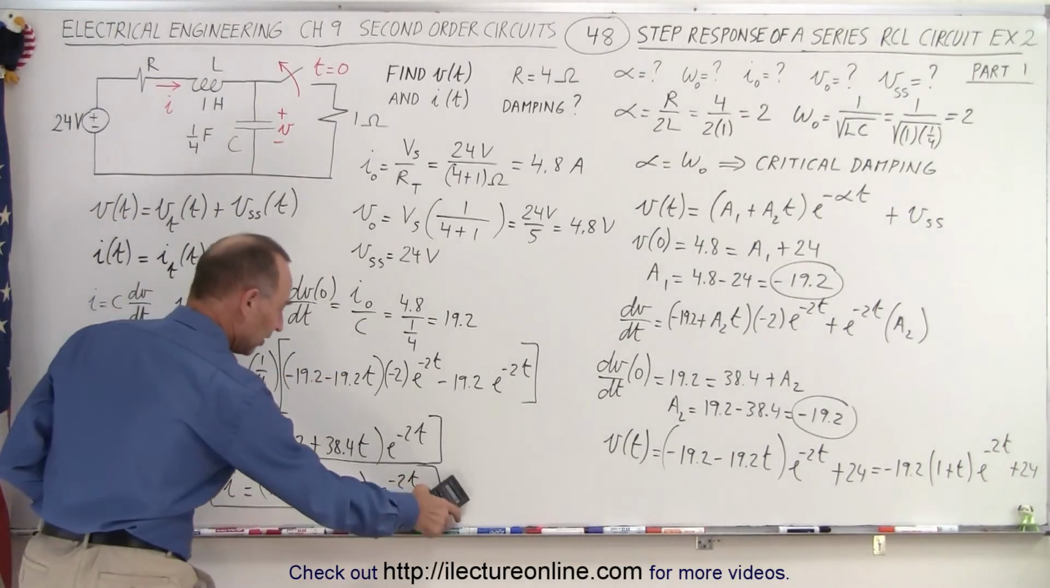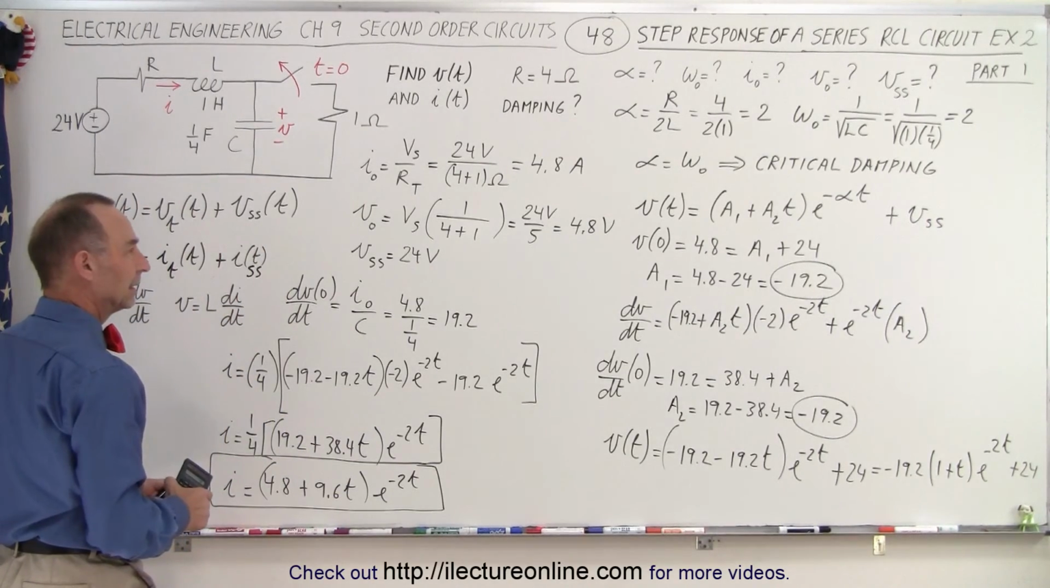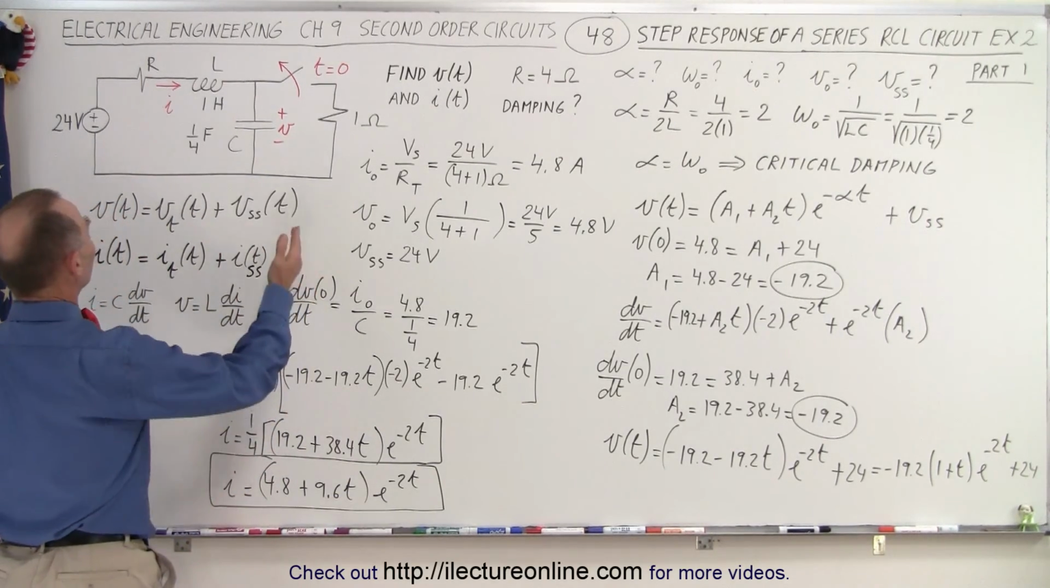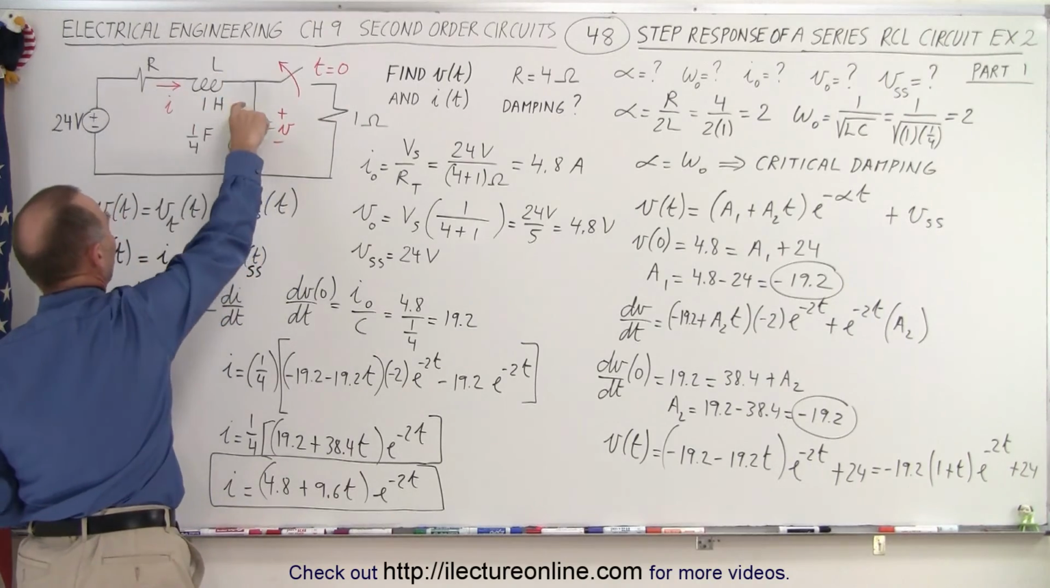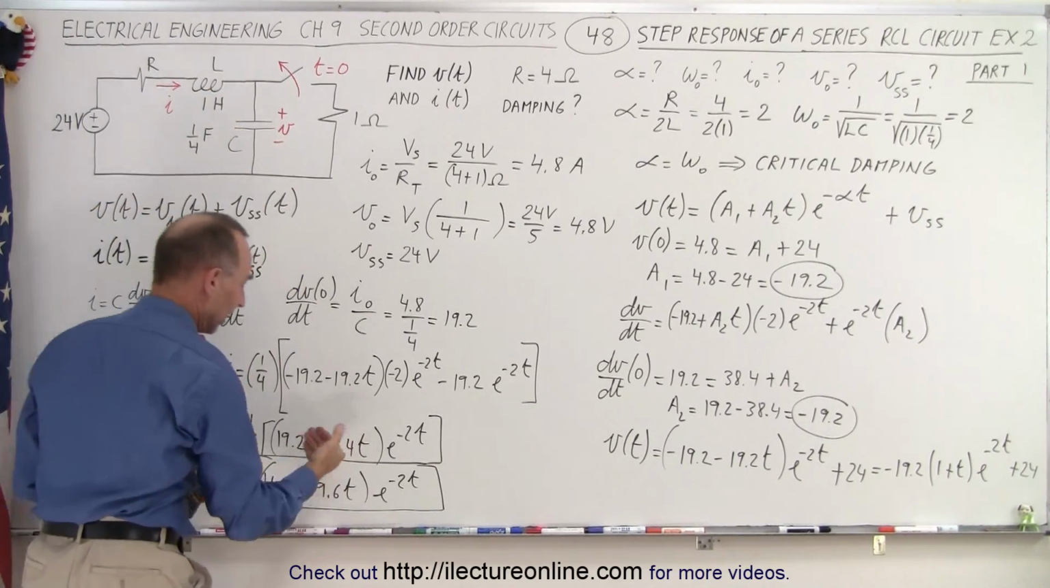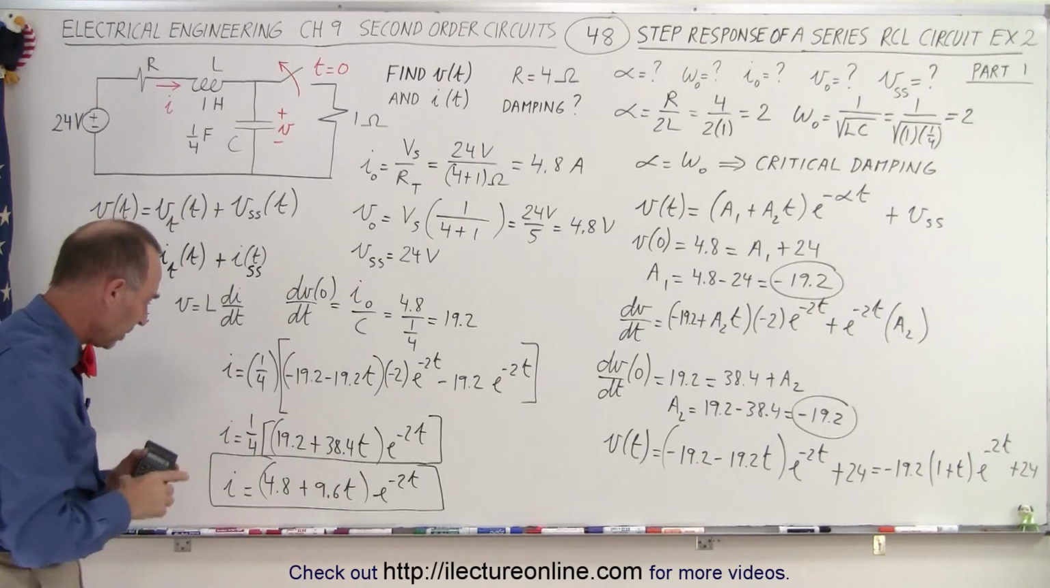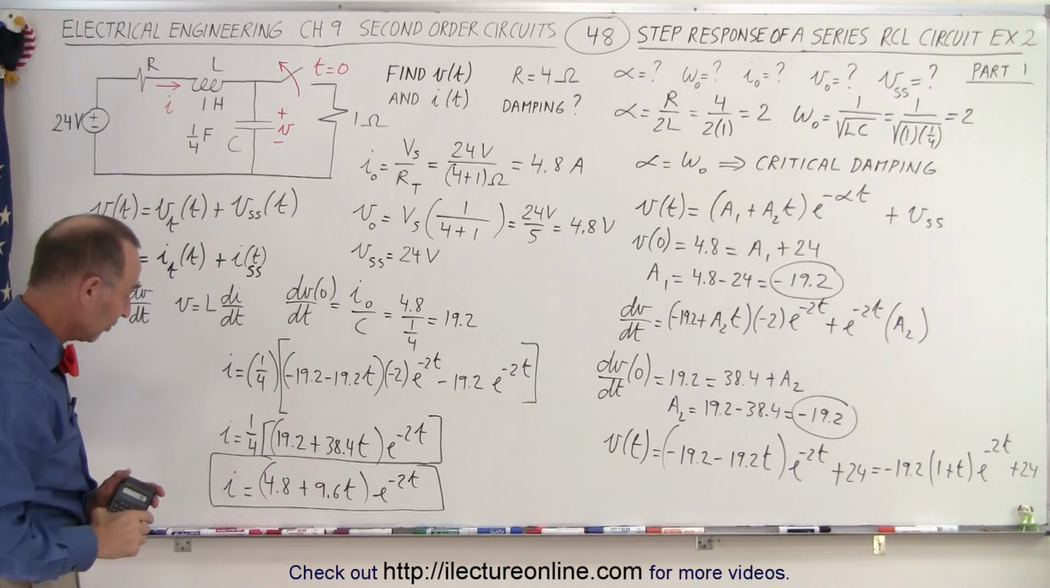Notice there's no steady state current. It's got to be 0. Of course it's 0 because once we open the switch, once the capacitor fills up, there's no more current flowing, so I_SS will be 0. And so that would be the final equation for the current as a function of time.